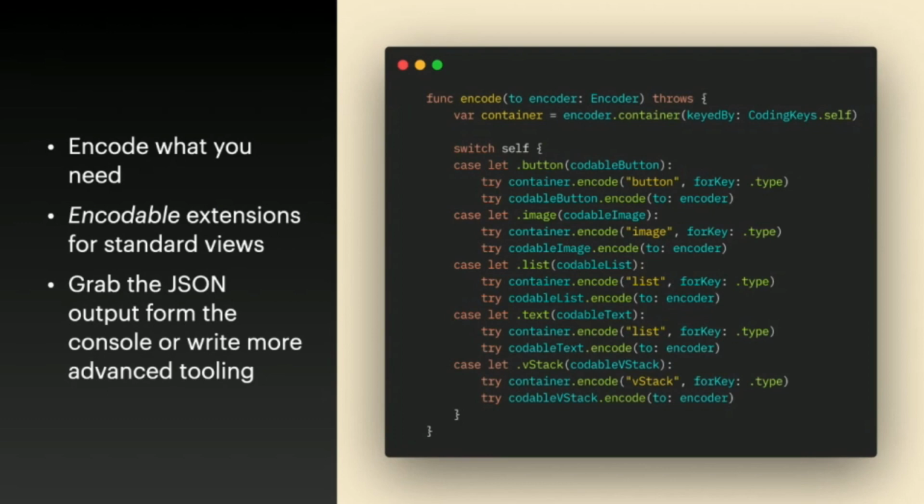So you just encode our standard views, or you encode what you need. In this case, this would be the codable view that we've seen earlier. And then you just grab the JSON output from the console, or you write advanced tooling for it. And that was also one of the key points that we're coming to in a second: you live and die with the tooling that you create in this case.